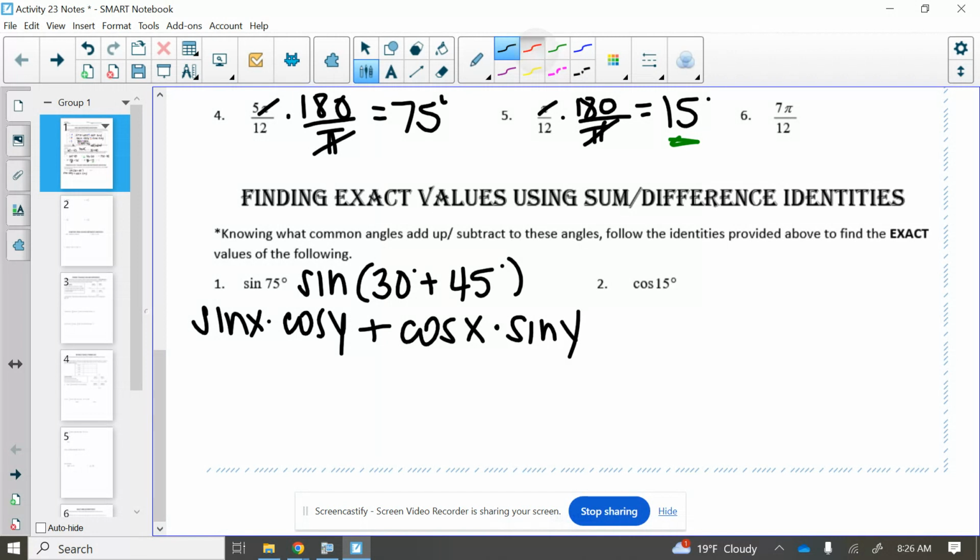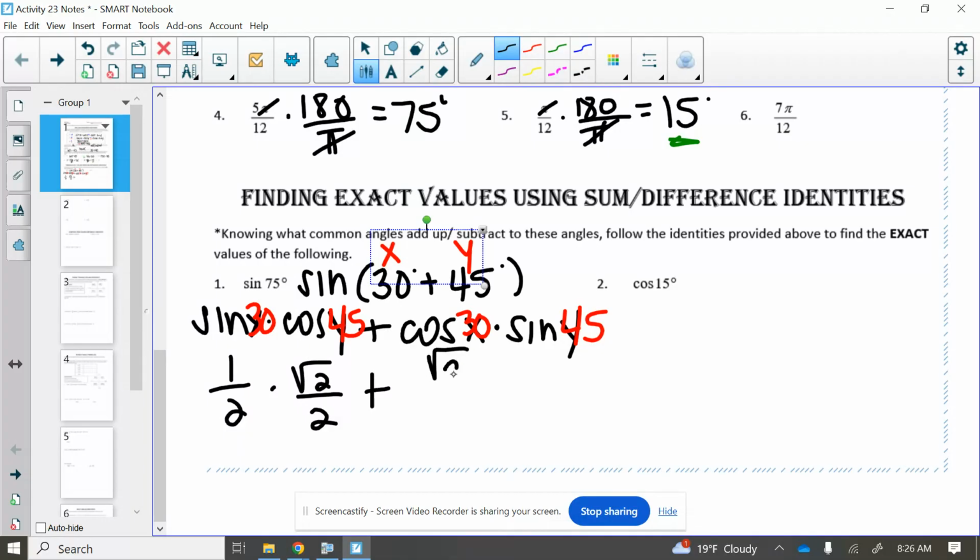So basically what's happening is 30 is our x value, 45 is our y value. So sine of 30, cosine of 45, cosine of 30, sine of 45. And from our unit circle, we know that the sine of 30 degrees is 1/2. Cosine of 45 is square root of 2 over 2. Cosine of 30 is square root of 3 over 2. Sine of 45 is square root of 2 over 2.